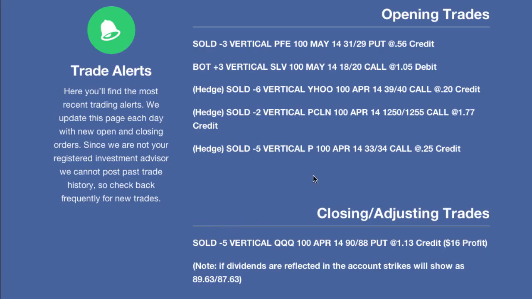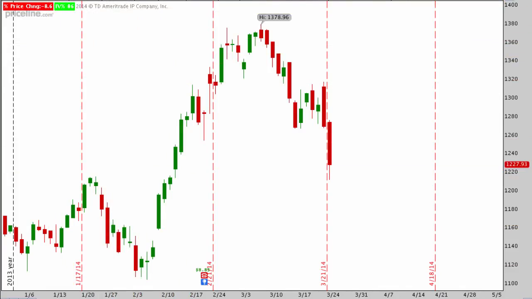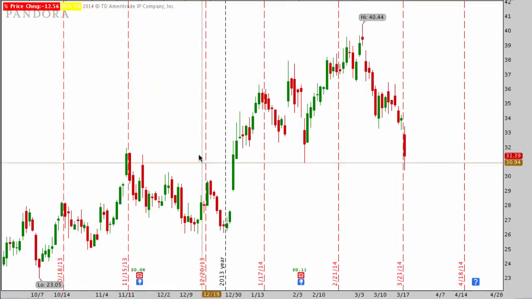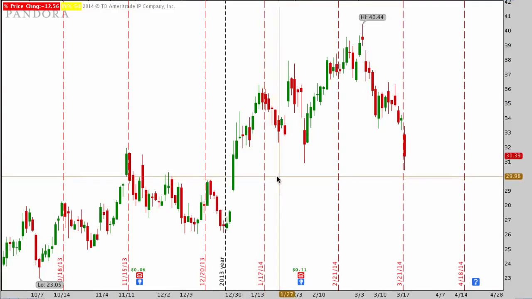All right, so the last one is Pandora. So same thing with Pandora as with Yahoo and Priceline. We went in and sold the 33.34 call spread. We took in a credit of $25 per spread that we sold. We'll go to the chart of Pandora. I think Pandora was one of the ones that got hit the most today. It was down about 7% at the end of the day.